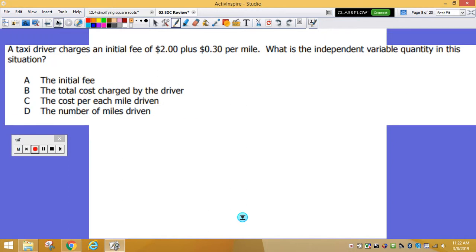All right. What's the independent? Independent means in it variable. Well, we got to write the equation. So this is going to be $2 plus 30 cents per mile. I'm going to put an M for miles. So independent, remember, is in the equation. So that's the M, and M, remember, stood for miles. So the independent variable is the number of miles driven.